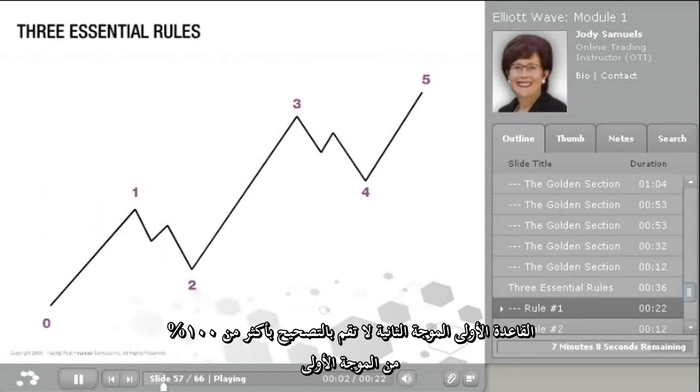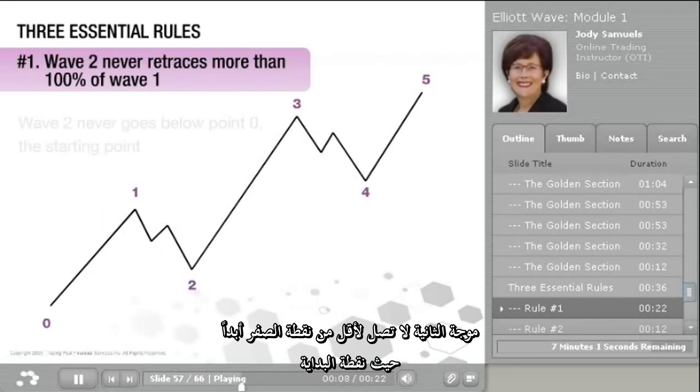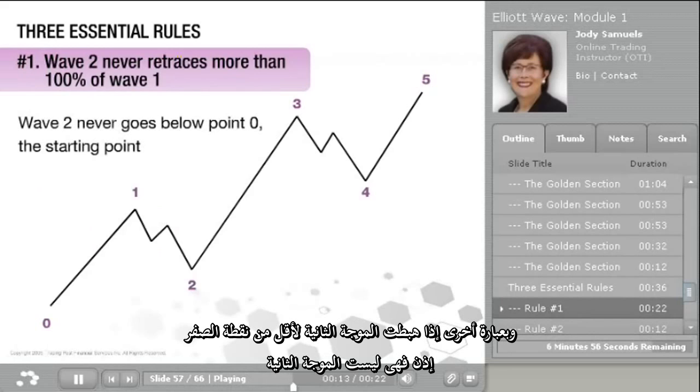Rule number 1. Wave 2 never retraces more than 100% of wave 1. Wave 2 never goes below point 0, the starting point. In other words, if wave 2 goes below point 0, then it is not wave 2.